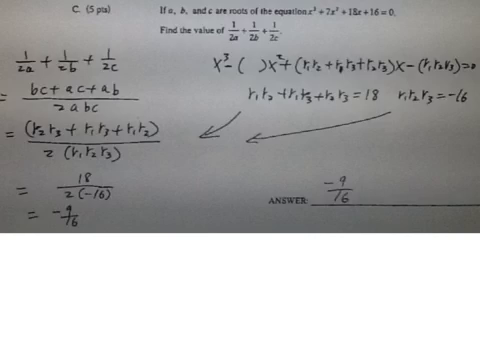So I just substitute into what I have simplified, this fraction. 18 would be the numerator, 2 times negative 16 the denominator. I can simplify, and I'm going to get negative 9 over 16, and that is my final answer.